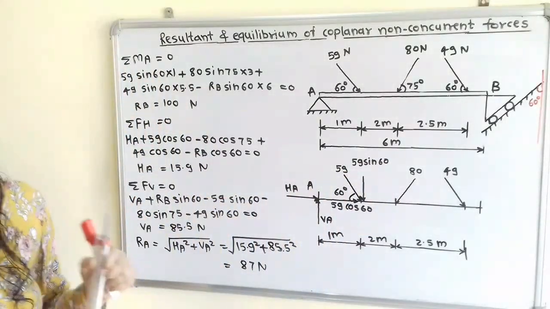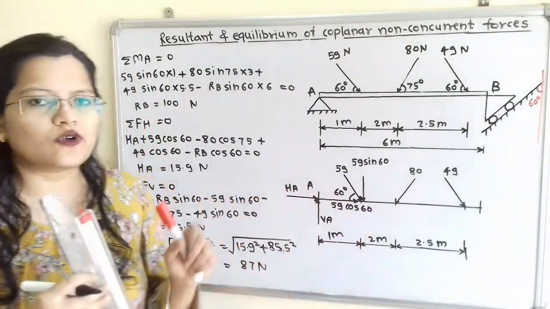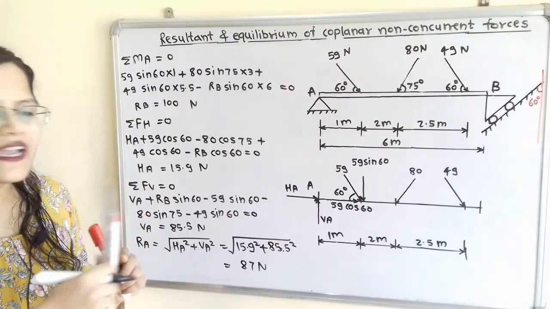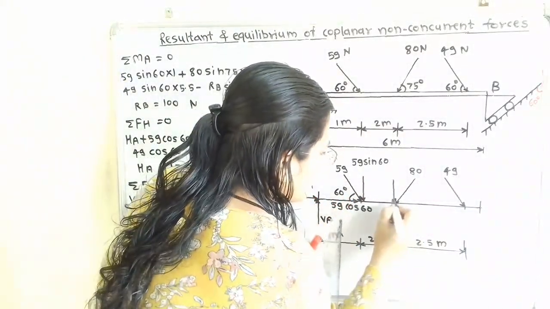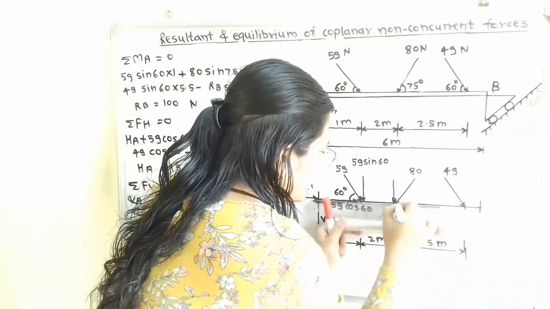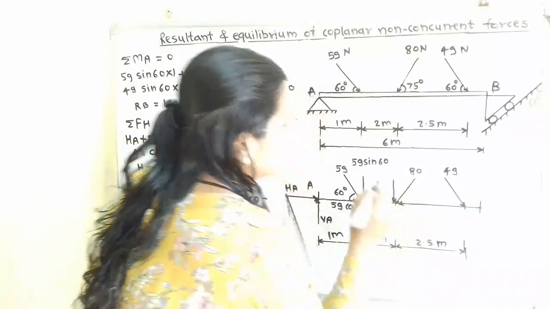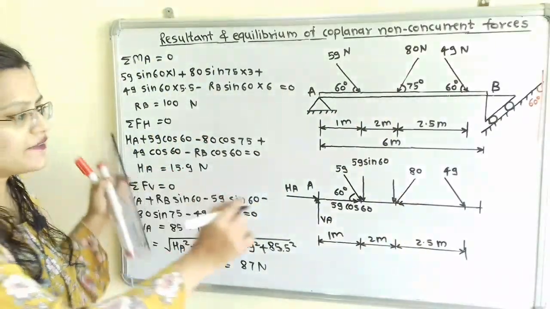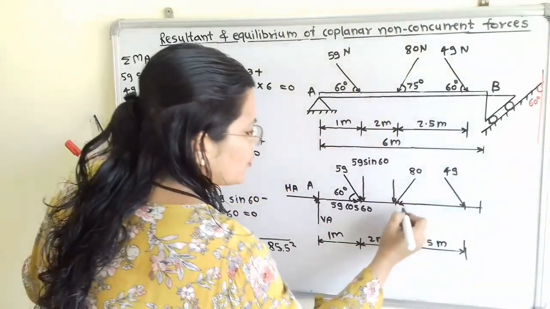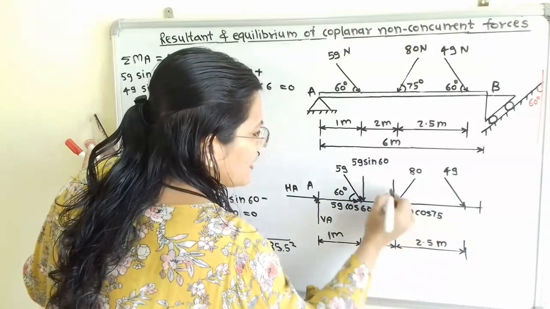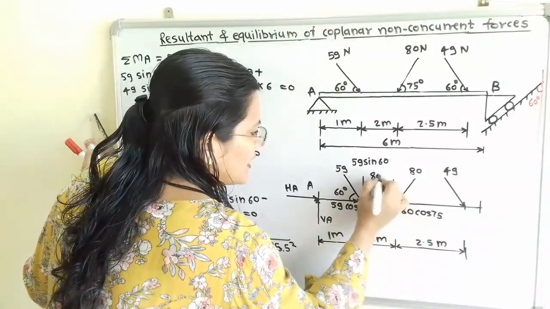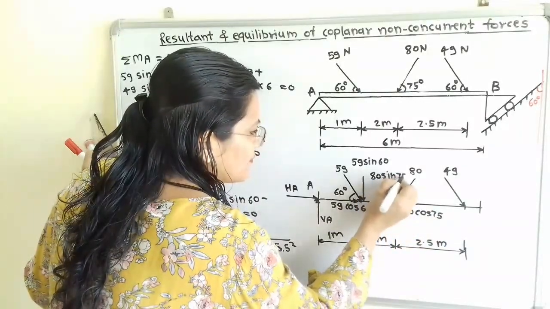Now in the same way there is the second point load, 80 Newton. Again we will resolve this into two components, vertical component and horizontal component. Its angle is given as 75 degrees with the horizontal. So the horizontal component is 80 cos 75 and the vertical component is 80 sin 75.